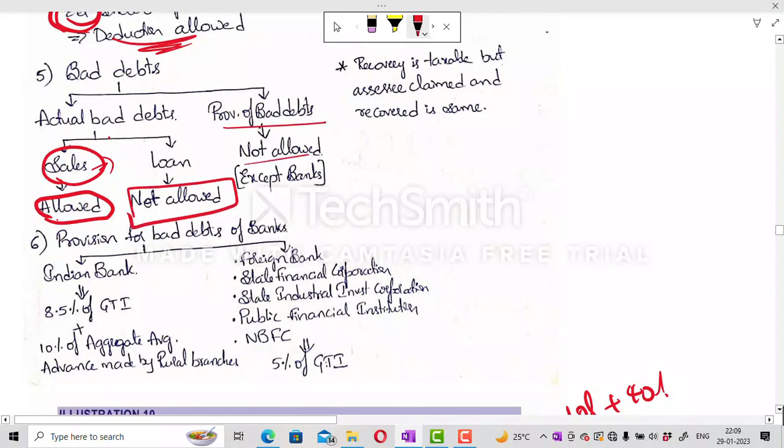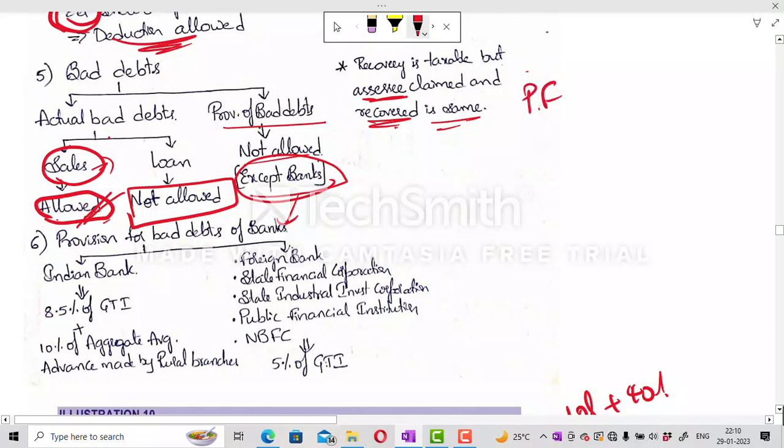Provision for bad debts is not allowed, only actual debts are allowed. Provision for bad debts is allowed only for banks, that we will discuss here. Recovery is taxable, but the assessee who claimed and the one who recovered should be the same. Okay, in case they have incurred some bad debts and have taken that expense previously, later on they realize it from the customer, then it is taxable in PGBP. But the only thing is the assessee and the person recovering should be the same.